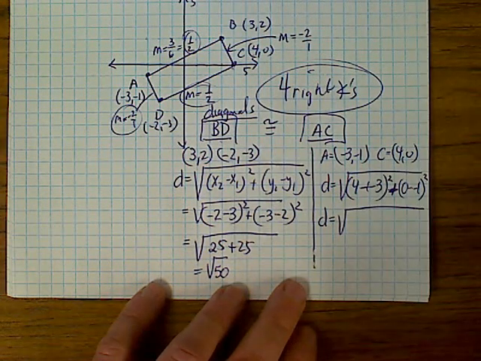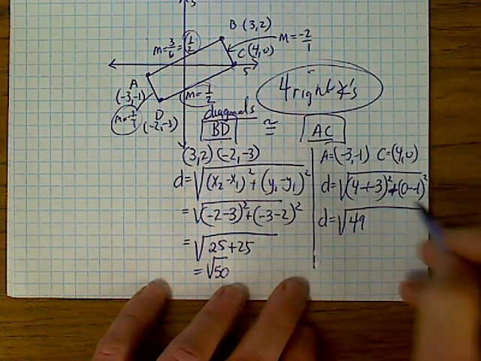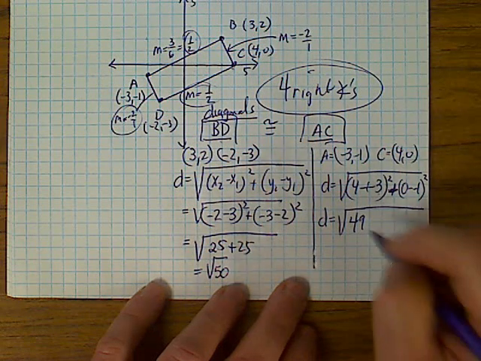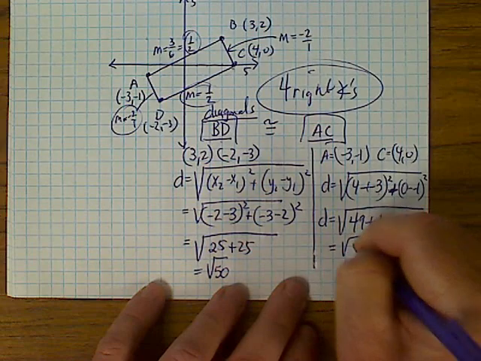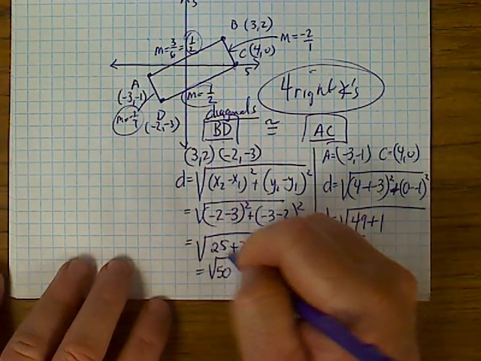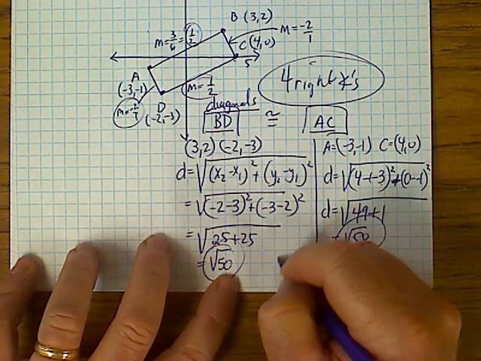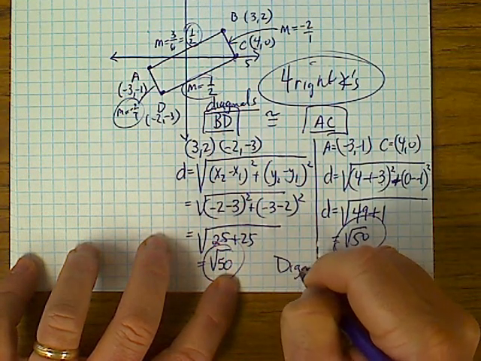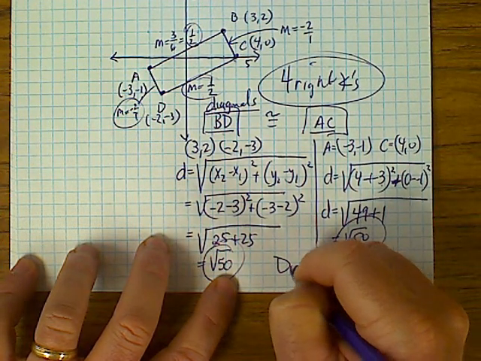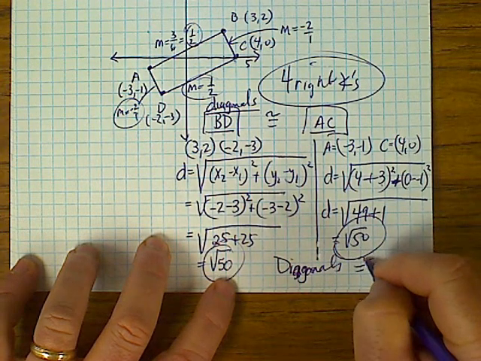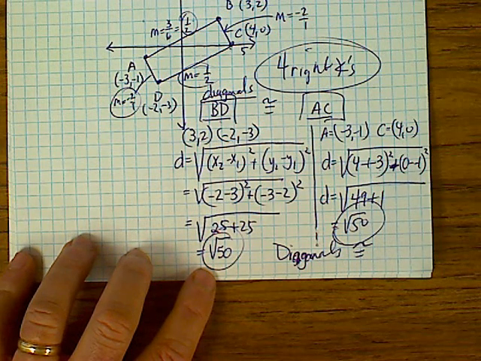Minus minus turns to plus. 4 plus 3 is 7. 7 squared is 49. Minus minus turns to plus here. 1 squared is 1. So 49 plus 1 is square root of 50. So are the two diagonals congruent? They are. So because you have 4 right angles and diagonals congruent, you know that you have a rectangle.